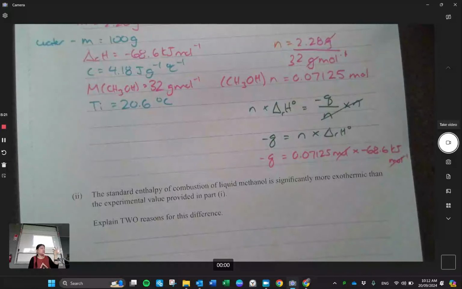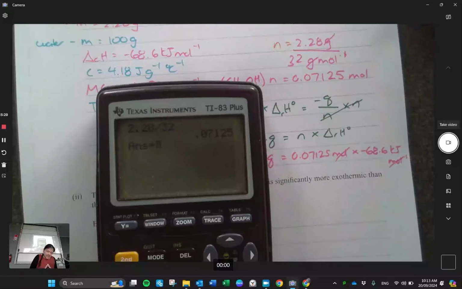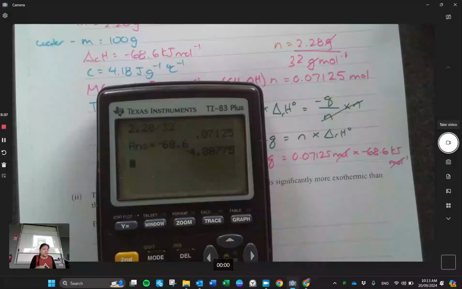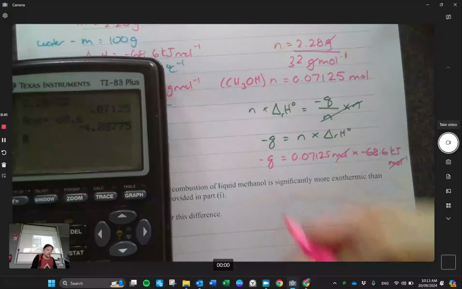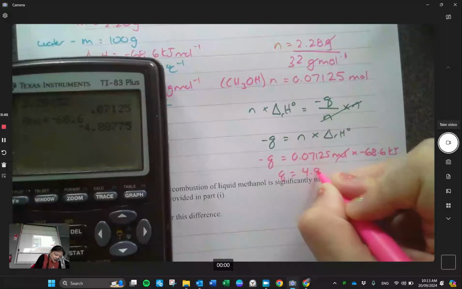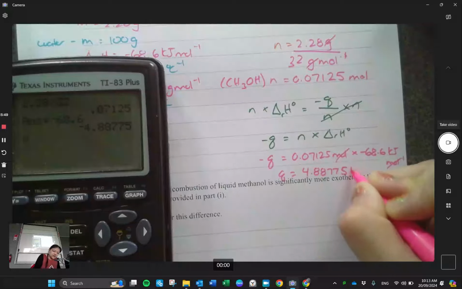It's talking about the heat released or absorbed in that chemical reaction. So I would have that number, see, times negative 68.6. That is negative 4.88775. But because the Q value is already negative, negative and negative, we can cancel those out. So I get my Q value is equal to 4.88775 kilojoules.